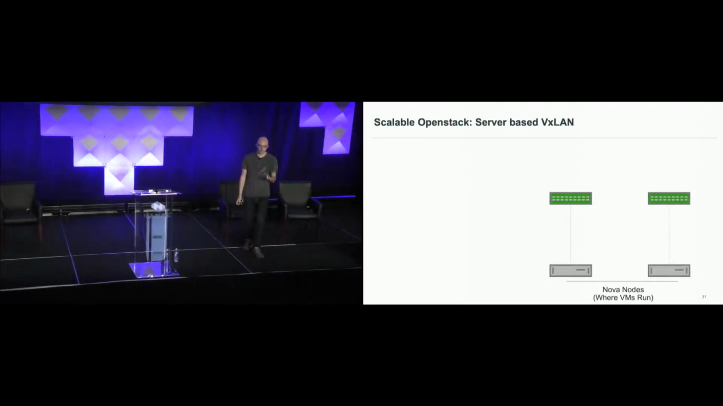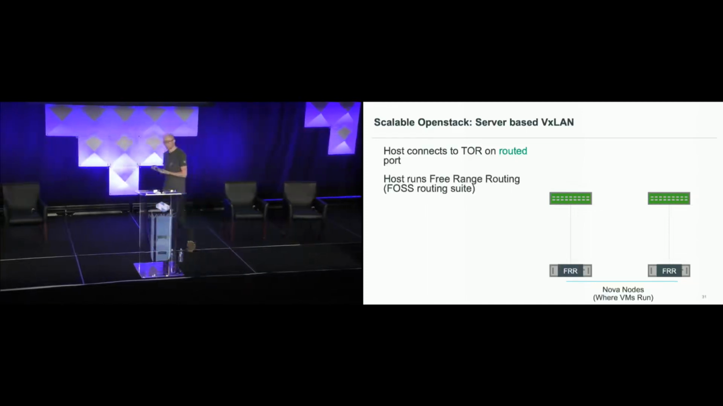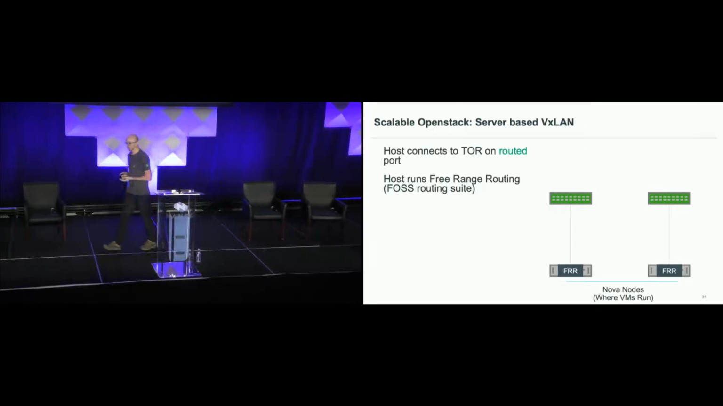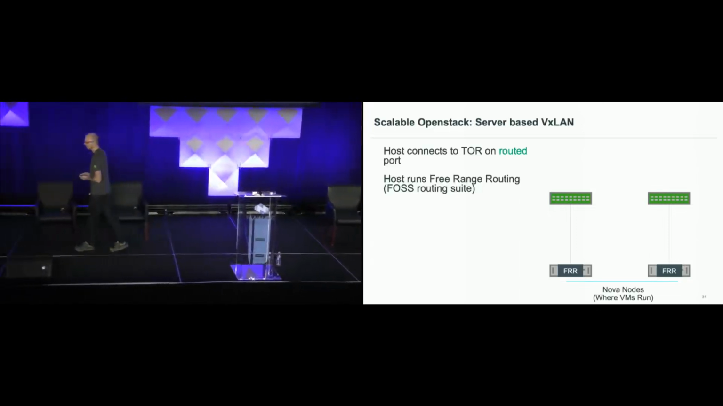And so what we look at is server-based VXLAN. So my host is going to connect to my top-of-rack switch on a routed port. Not an access port, not a trunk port, not a layer 2 interface, but a routed layer 3 interface. My servers can run any sort of routing software, like free-range routing, the open source routing suite. It's a fork of Quagga. They talked about it in the earlier session today.